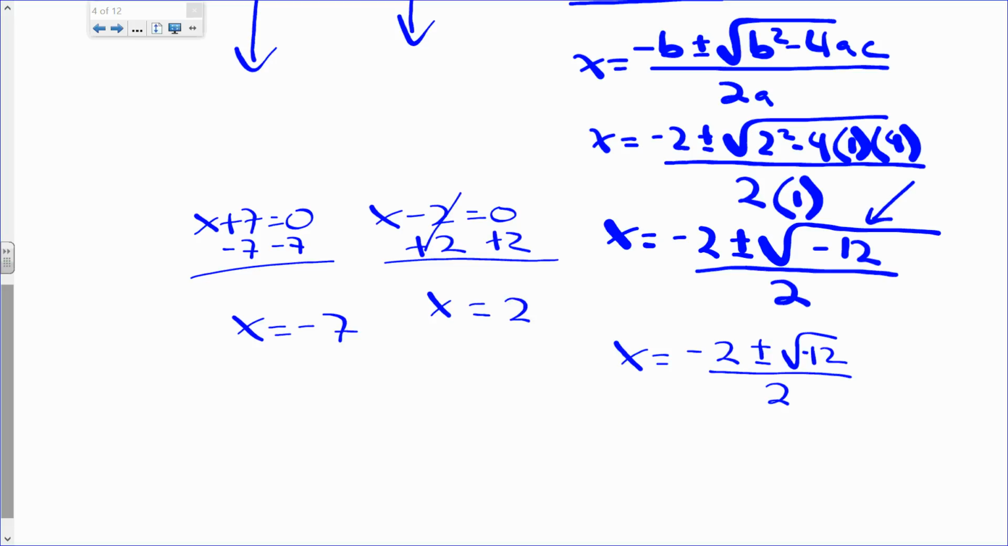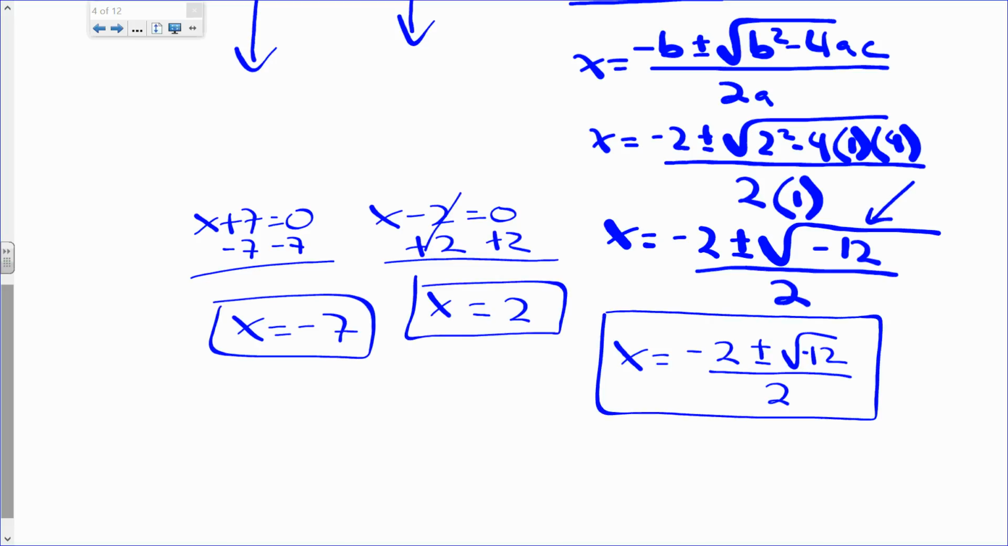So we end up having 4 solutions. X equals negative 7 is the first one. X equals 2 is your second solution. And then you have 2 complex solutions. Again, I'm going to talk about this situation with a negative square root when I get back from Phoenix, just so you know. So we end up having 4 solutions here.